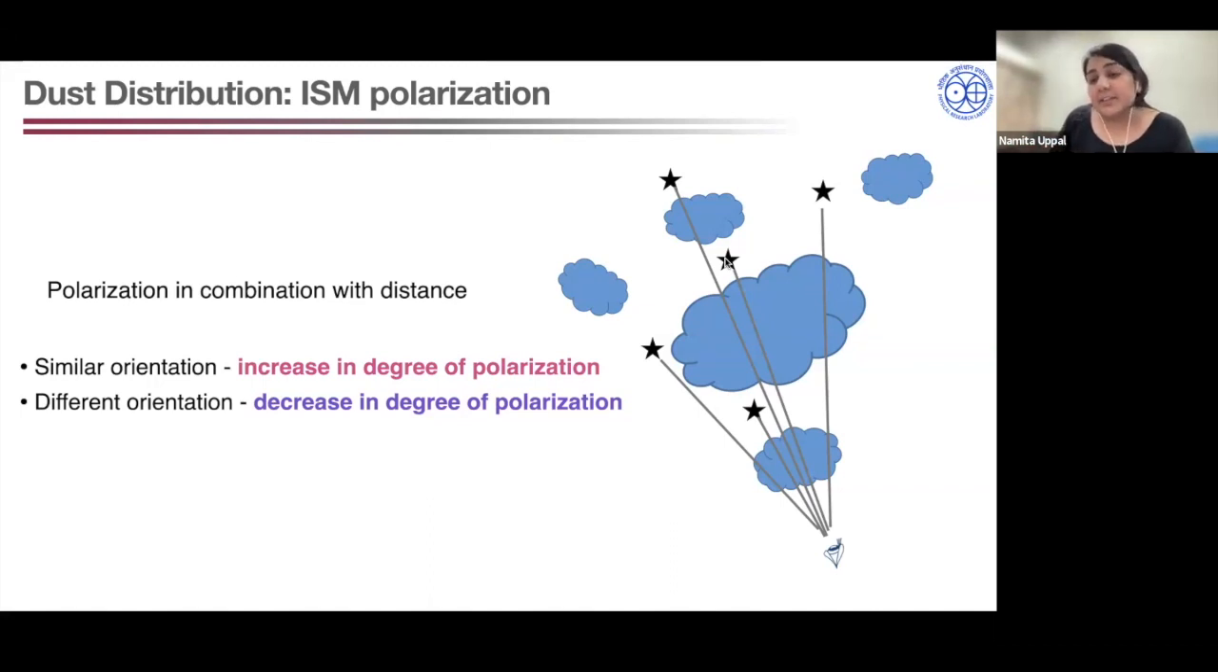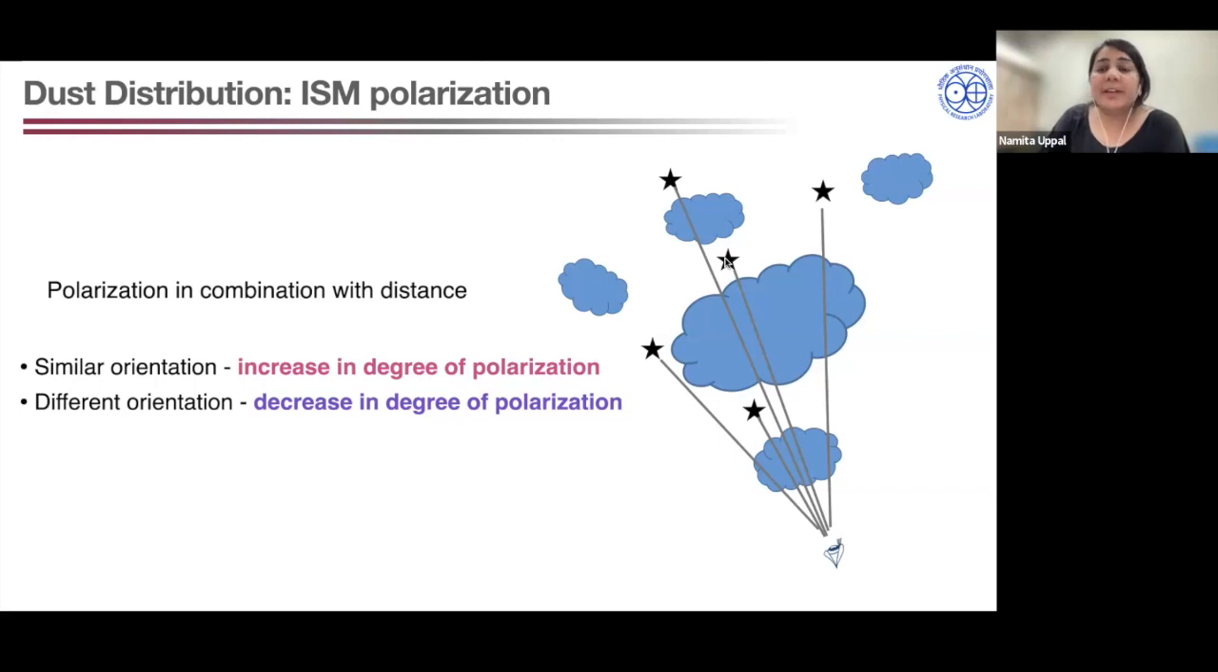In any case, if we systematically study the polarization as a function of distance, we will see a jump in the polarization, whether increasing or decreasing. And on the basis of that, we can say that okay, there should be a dust layer present here, which is changing the polarization of the second star. So based on this, we wanted to study the dust distribution using the polarization information.